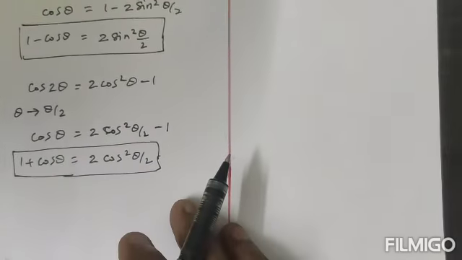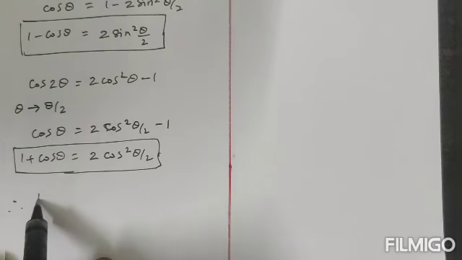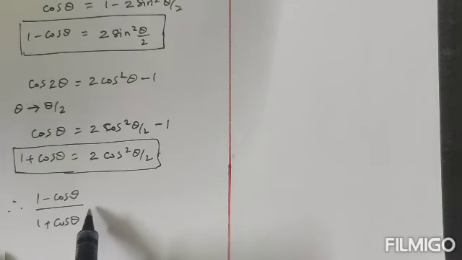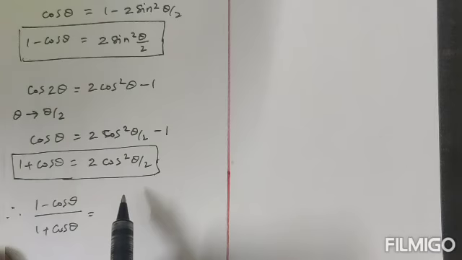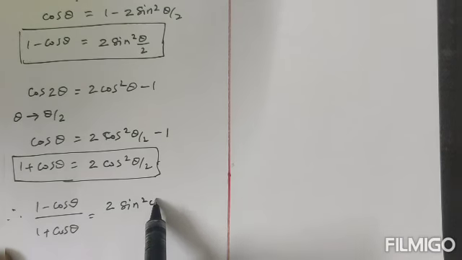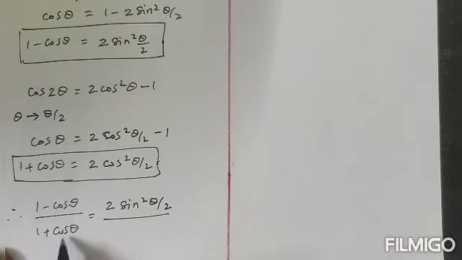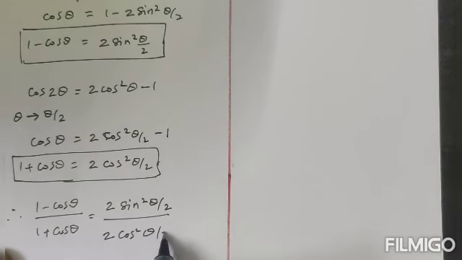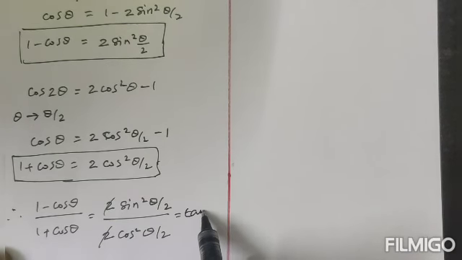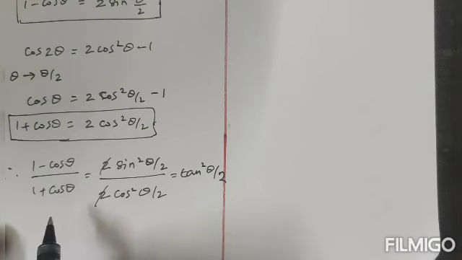Therefore finally I can write 1 minus cos theta divided by 1 plus cos theta equals 2 sin square theta by 2 divided by 2 cos square theta by 2. 2 will be cancelled. Sin square theta by 2 divided by cos square theta by 2 is equal to tan square theta by 2.